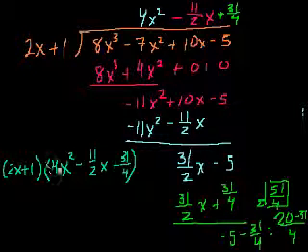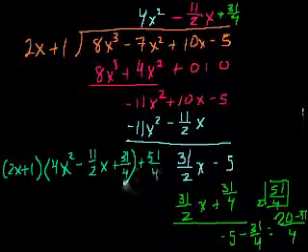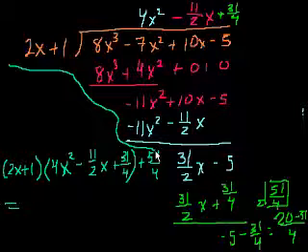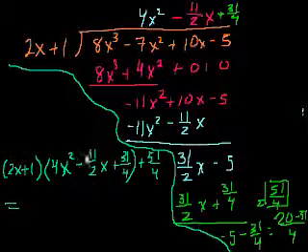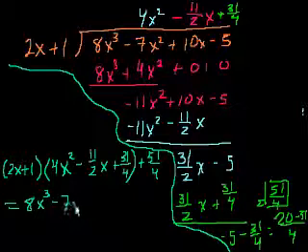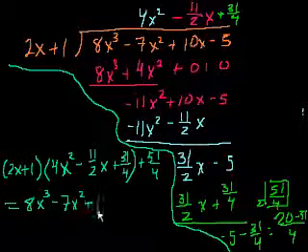So when you multiply these two out, and then add the remainder, 51 over 4, that would equal, and let me draw a dividing line so I don't confuse you with all this stuff here, that would equal 8x to the third minus 7x squared plus 10x minus 5.